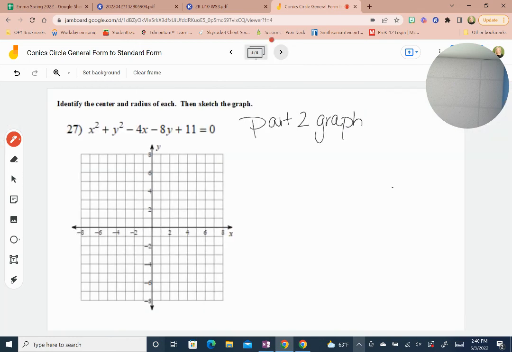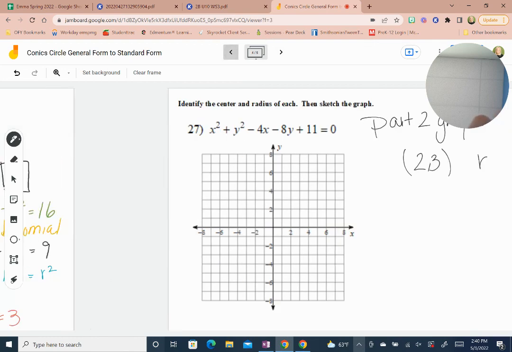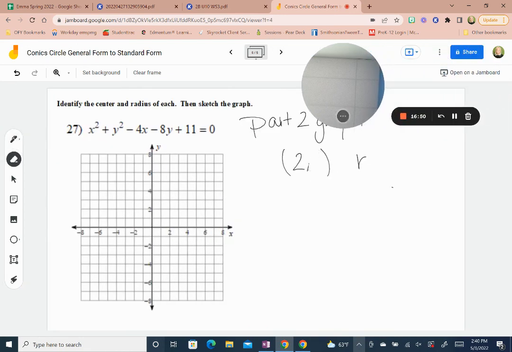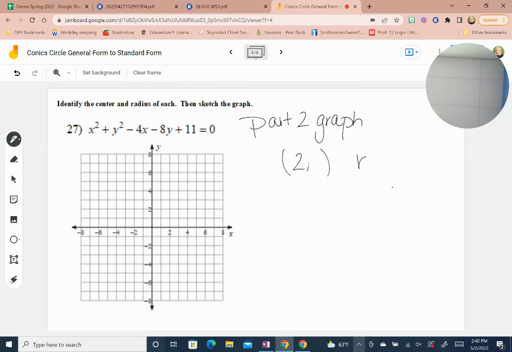2, 4, r is 3. So our center is 2, 4, and the r is 3. Okay, so I go to 2, 4 right here. That's my center. And then I'm going to go 3 to the right, 3 down. Doesn't matter which order, up, right, down, left. Just make sure you do at least up and down and right and left. 3 to the left. Like I said, order does not matter. 3 up, 1, 2, 3.